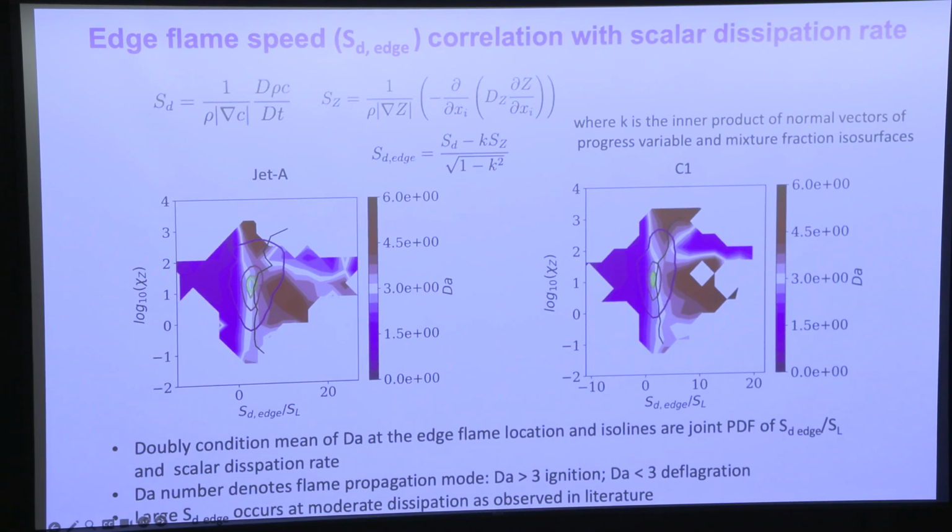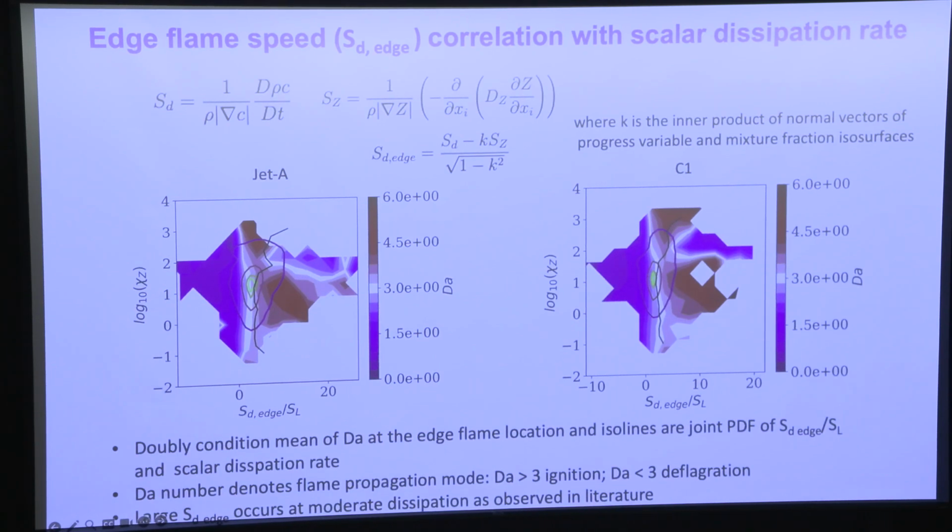And the conditioning is based on the normalized edge flame speed, S_D edge, divided by the laminar flame speed, and the mixture fraction dissipation rate chi sub z on the ordinate. The isolines here, shown in yellow, pink, and black, represent the joint PDF of the normalized edge flame speed and the scalar dissipation rate. And then the mean displacement speed of the edge flame conditioned on mixture fraction dissipation rate is shown by the black solid line.